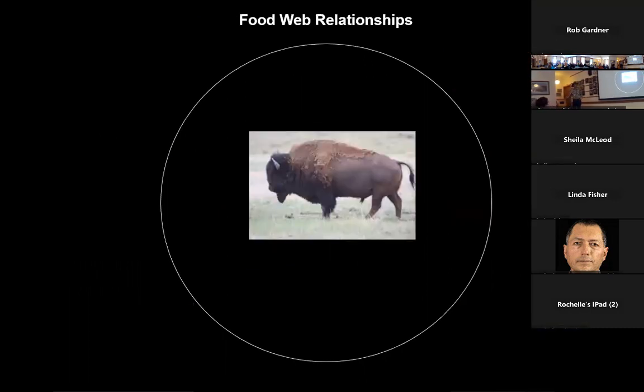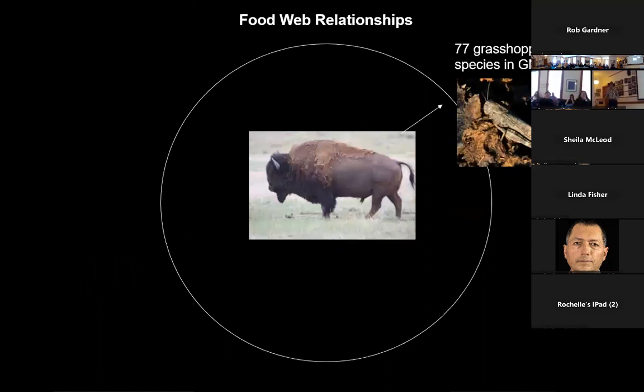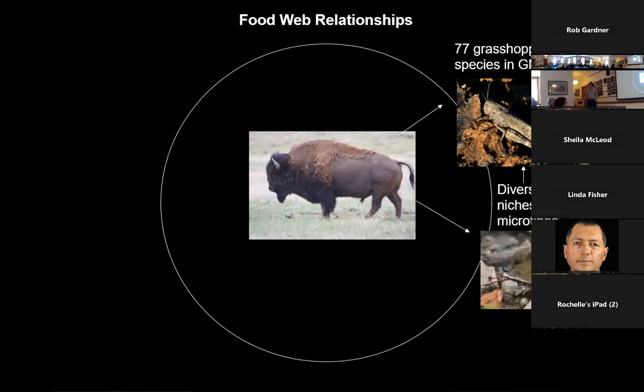Some of the broader food web relationships. The grasshoppers, for example, 77 different species have been inventoried just within Grasslands National Park. That biomass of grasshoppers alone is enough to sustain virtually every coyote, swift fox, red fox in the park, let alone all the other insectivores that are passing through or resident to it. So tremendous biomass in grasshoppers. It's also one of the last places in North America where the North American locust survived. North America is now the only continent except Antarctica that doesn't have locusts.